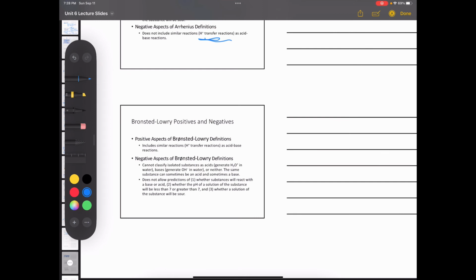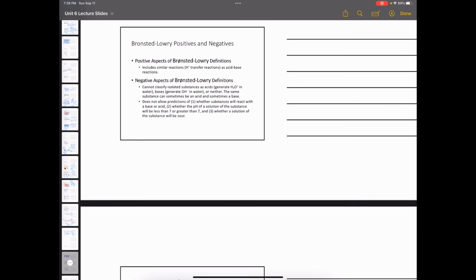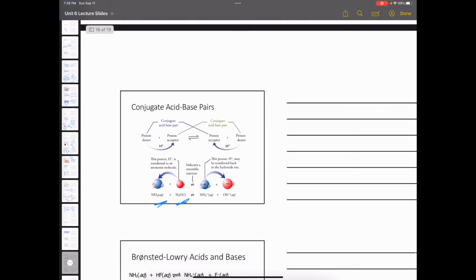On the other hand, the negative aspects of the Bronsted-Lowry definition: it cannot really isolate substances based on the formation of hydronium ion or hydroxide ion. It also cannot predict whether a material would react with an acid or a base, and it cannot determine the pH of the solution, whether it is more than or less than 7. That's in terms of Bronsted-Lowry.